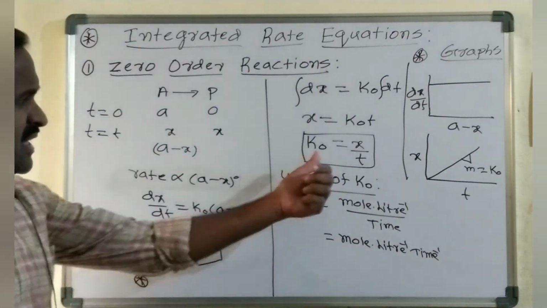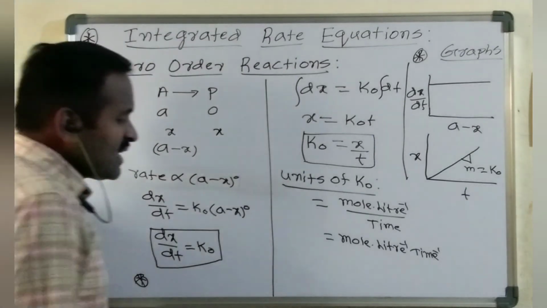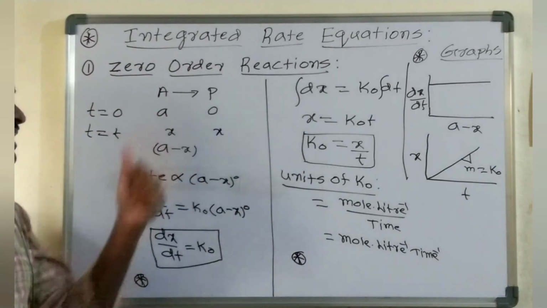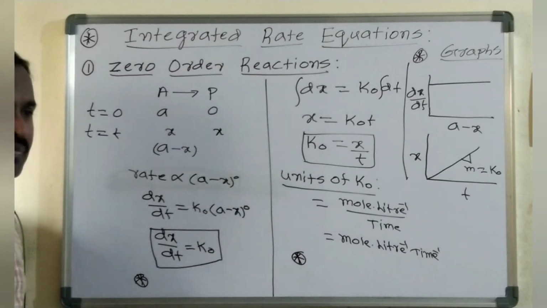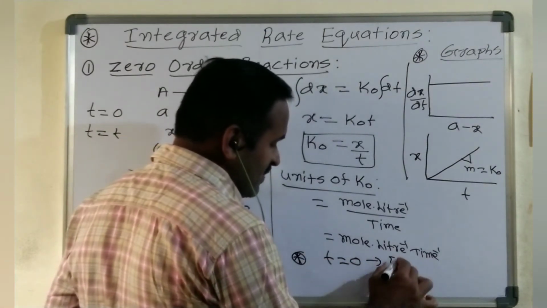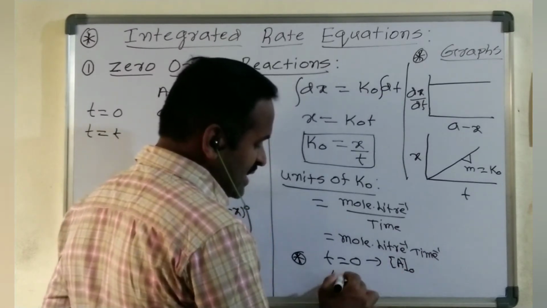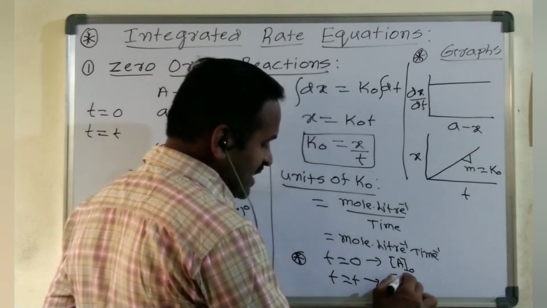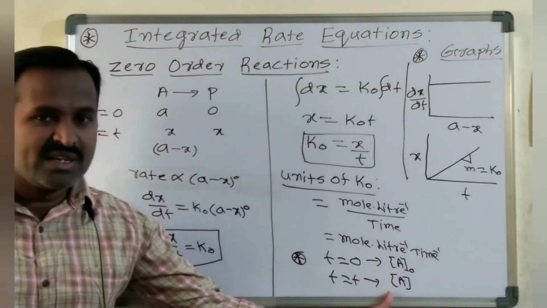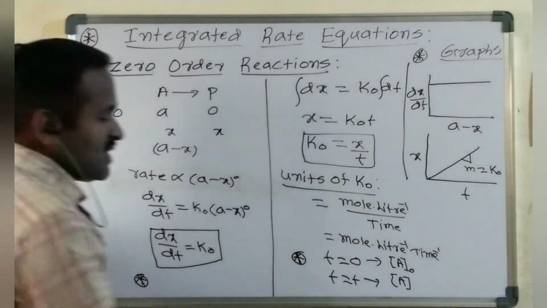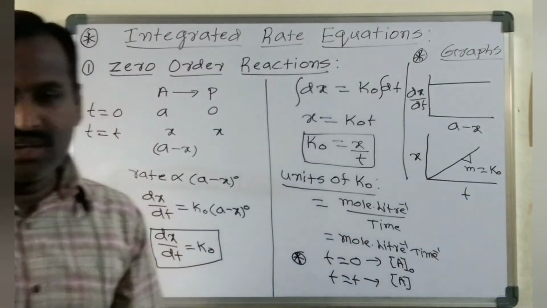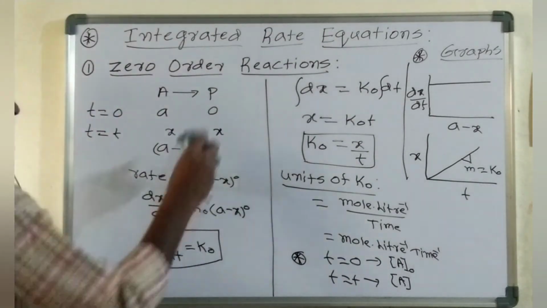Now generally k naught is equal to x by t. In some reference books, some people take the initial concentration as a capital A naught, and at a particular time the concentration is a capital A. So at t equals 0 time, the initial concentration of the reactant they take as A naught, and at t equals t time, the concentration they take as capital A. So in some reference books you find the initial concentration as A naught, and the concentration at a particular time as A. If you write x, it is generally the difference between the initial concentration and the concentration at that time, which is the change in concentration.